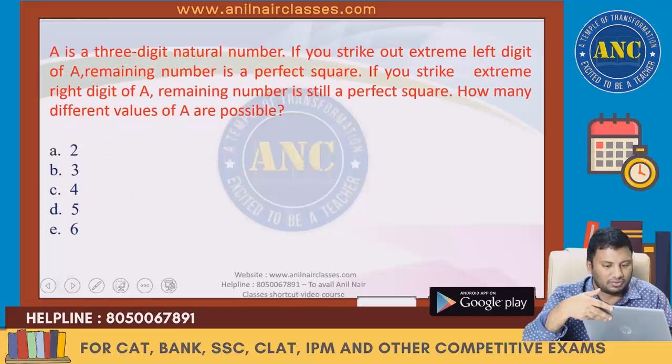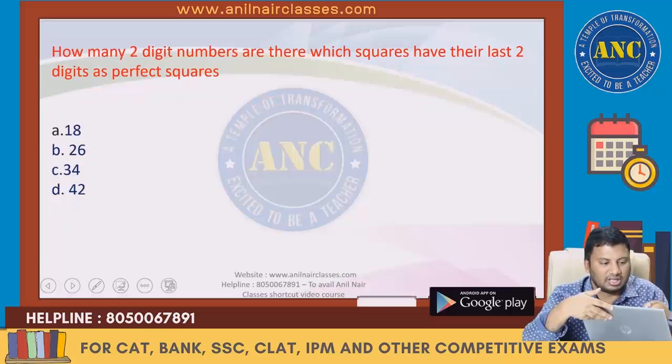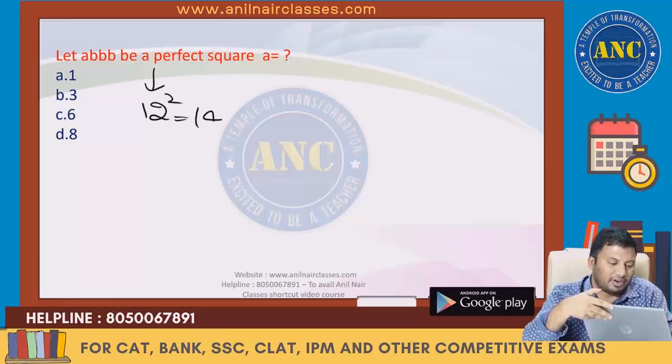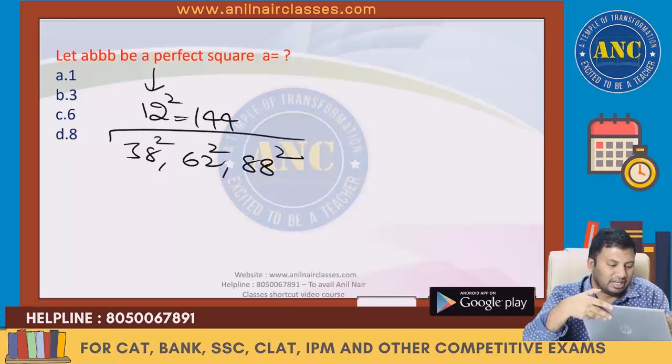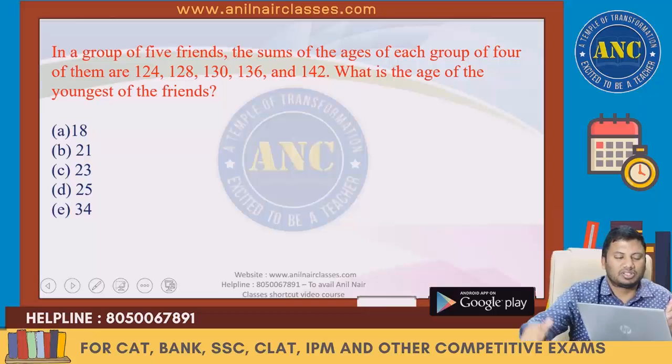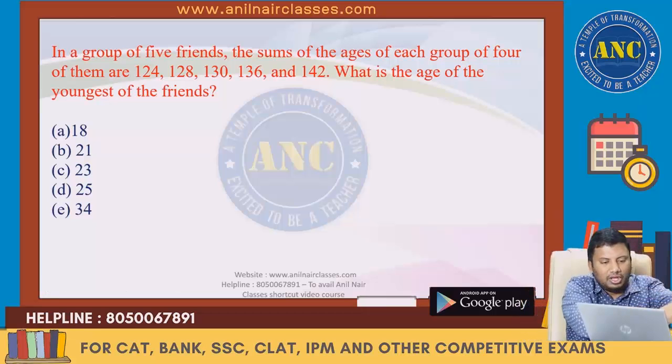This question also we discussed: how to do problems based on perfect square counting. This we discussed, right? We got the number 12 square, 144. 50 minus 12, 50 plus 12, 100 minus 12 is 88. These are the three numbers. This we discussed. Now we will solve today's session.